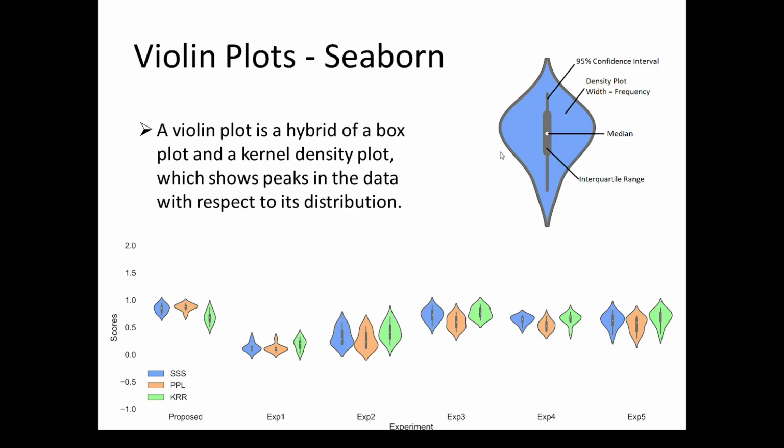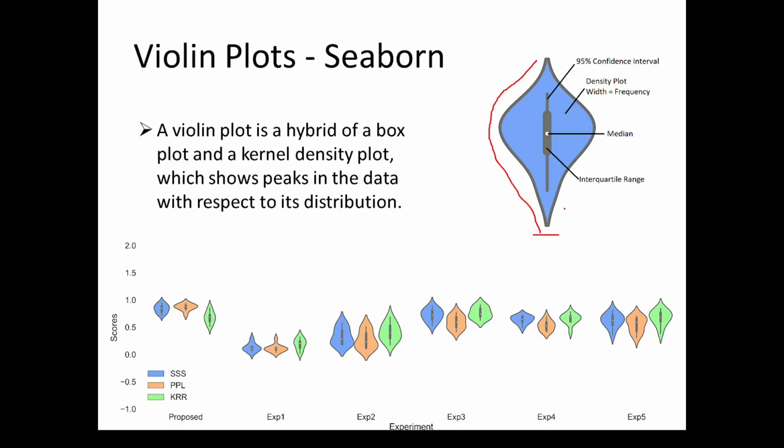Because violin plots are a hybrid of box plots, I will not go into the detail of box plots. So why are violin plots named violin? On the right side of this image, you can see an example of a violin plot, and it is shaped like a violin. That's why it is named that. By definition, a violin plot is a hybrid of a box plot and a kernel density plot, which shows peaks in the data with respect to its distribution.